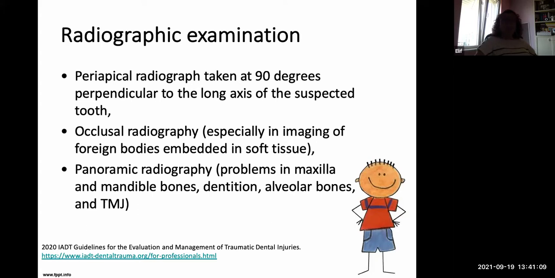During radiographic examination, we should take a periapical radiograph at 90 degrees, perpendicular to the long axis of the suspected tooth. We may take occlusal radiography, especially if we are suspicious about foreign bodies embedded in soft tissue, or panoramic radiography, especially in situations that I mentioned before, such as problems in maxilla or mandibular bones, dentition, alveolar bones, and temporomandibular joints.